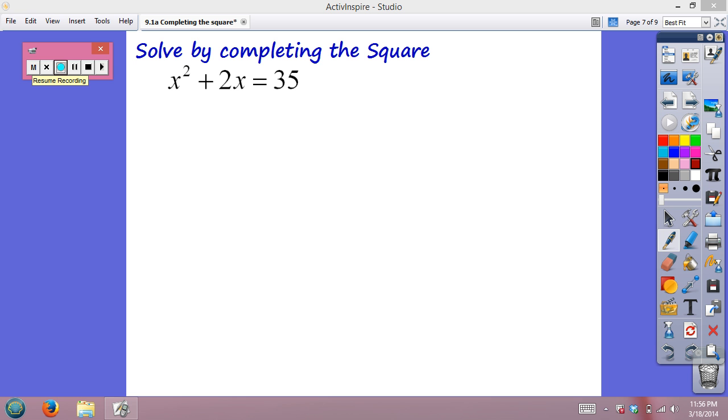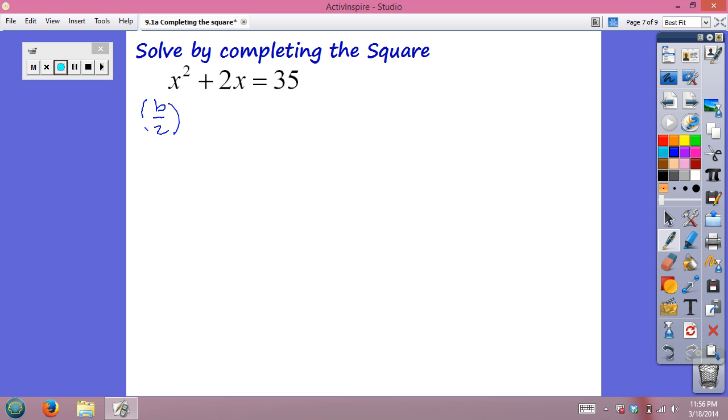Okay, so moving right along to the next example, we're going to try and pick up the pace to see if you're following along well. This one, our c value is already all by itself, so we don't have to worry about moving it over. So the first step we're going to do then is our b over 2 squared. Our b value is a positive 2, so we get 2 over 2 squared, which is 1 squared, which is just 1.